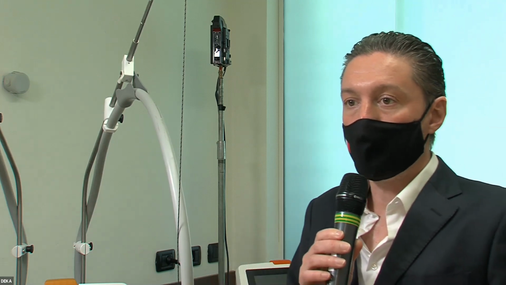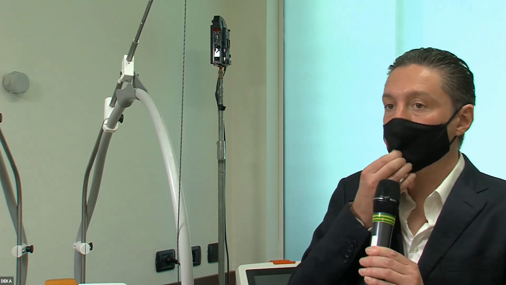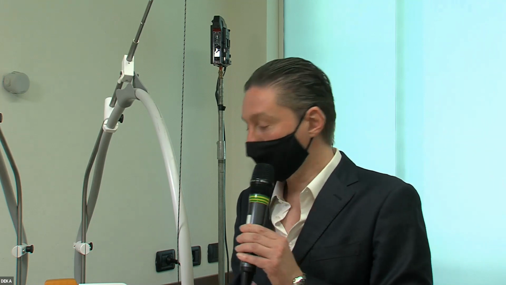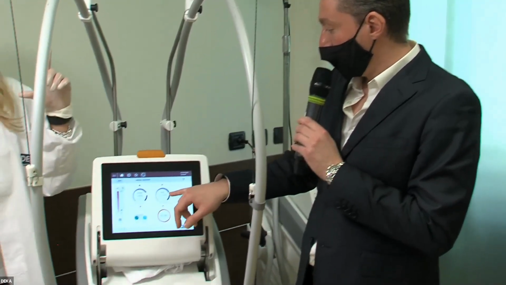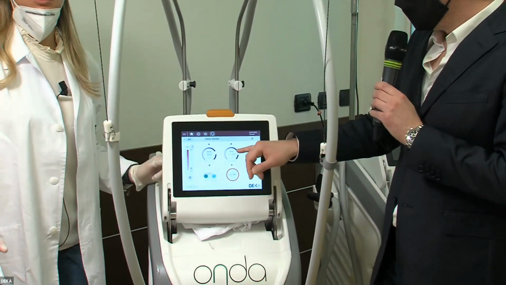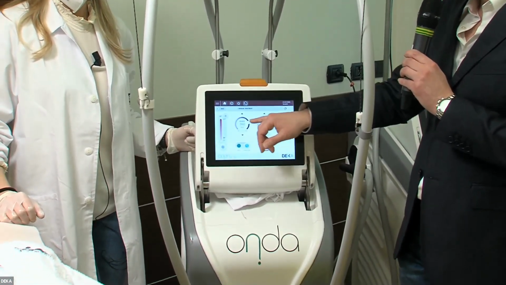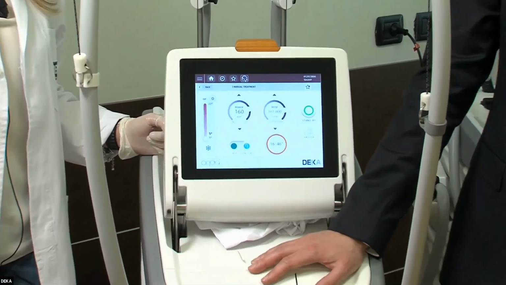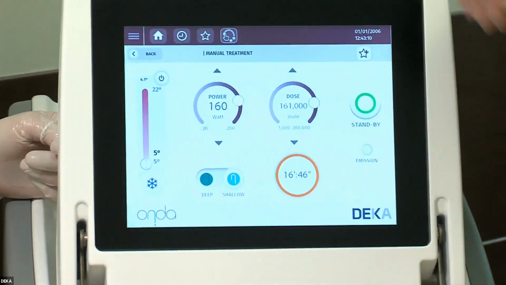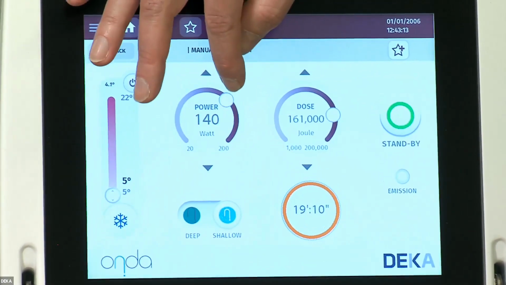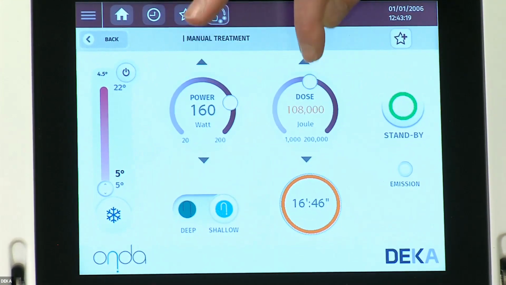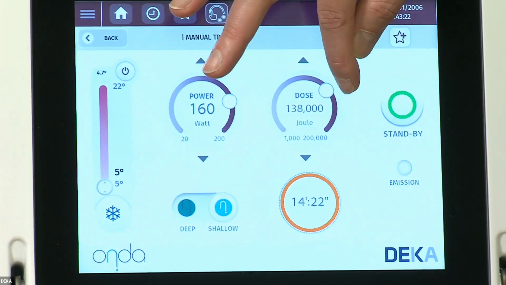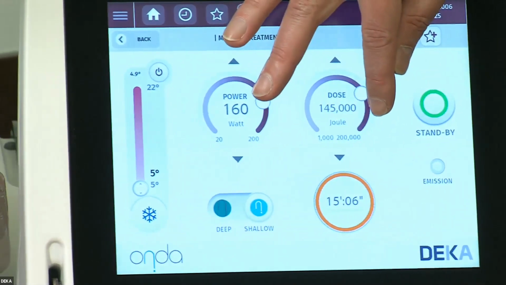Another question is how much we have to increase the power and the dose for the different indications. Well, you have to follow the suggestions that Federica told you before. Normally, we increase the dose by 60-70% and the power by 30-40%. It means we usually work in a range between 140 and 160 watt for the power and the dose between 140 and 170, depending on the different indications.